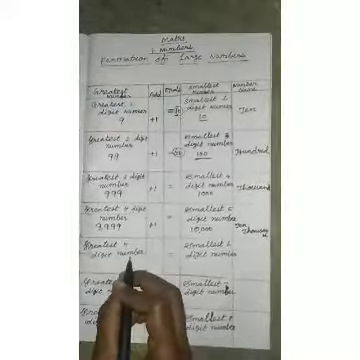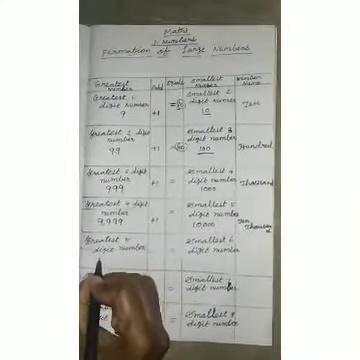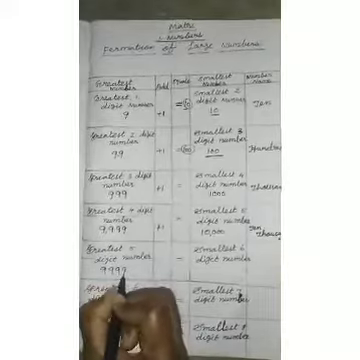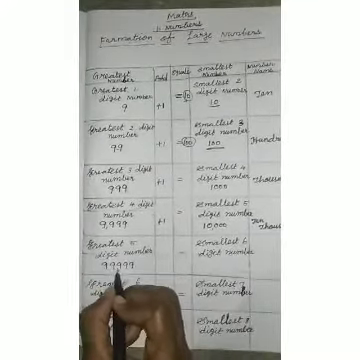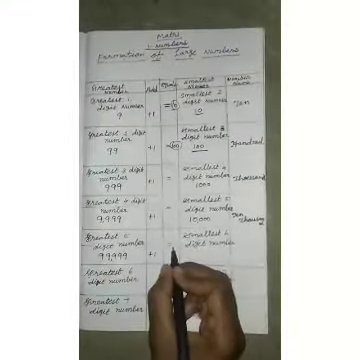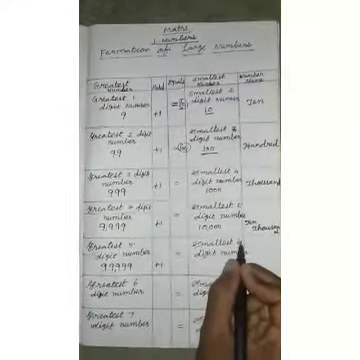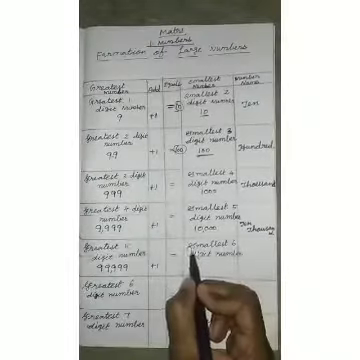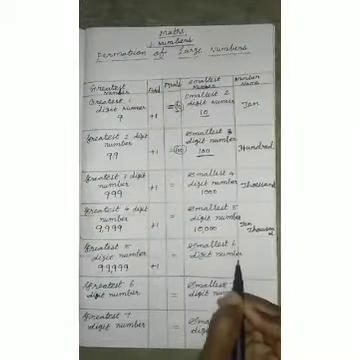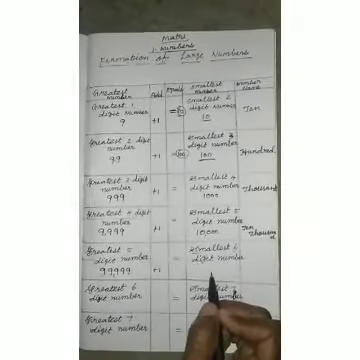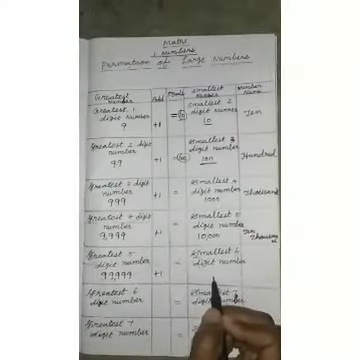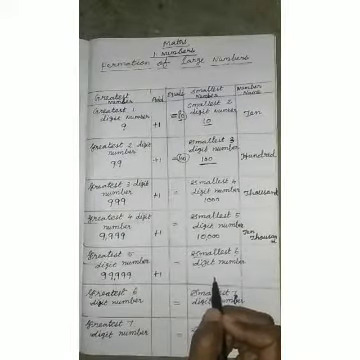Now, greatest 5 digit number is 99,999. We add 1, equal to the smallest, and we get the smallest 6 digit number. What is the answer? Can you tell me the answer, anybody?